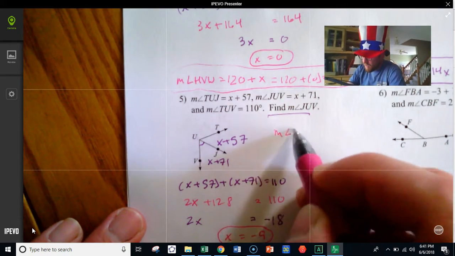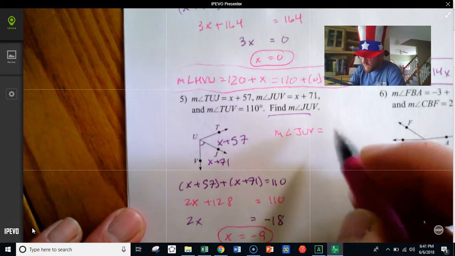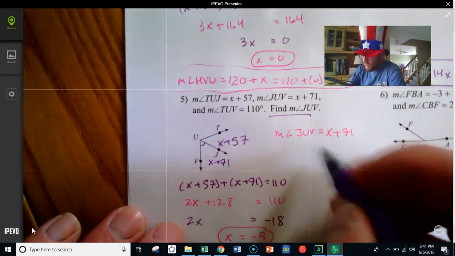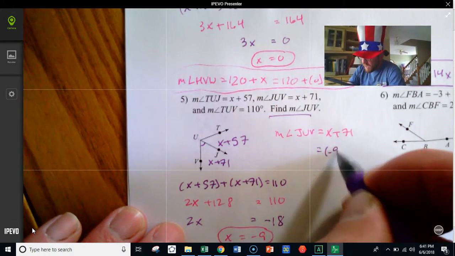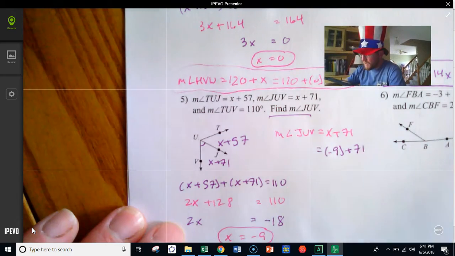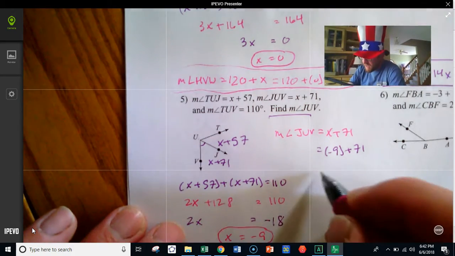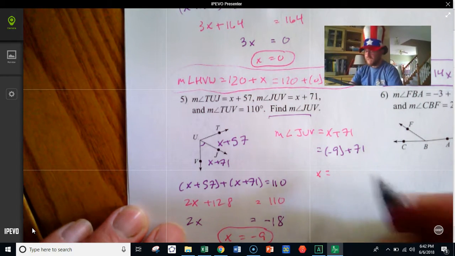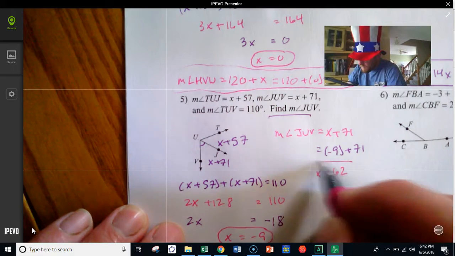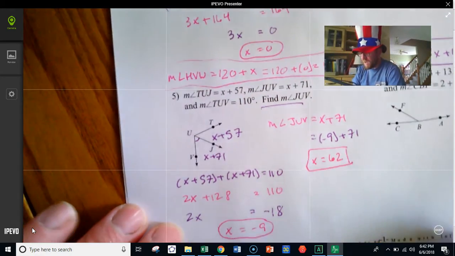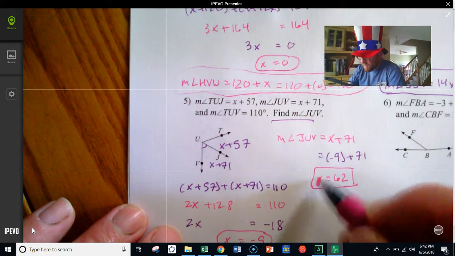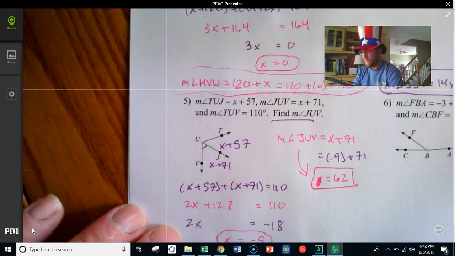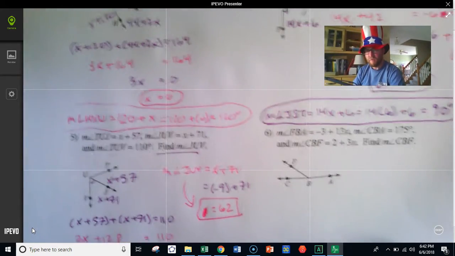Now, we were supposed to find JUV, which is x plus 71. So I'll say measure of angle JUV equals x plus 71, which is -9 plus 71, which is 62. There. Oh, wait, not x. Why did I write x? All right. Measure of angle JUV. All right. One more. Let's do another one.